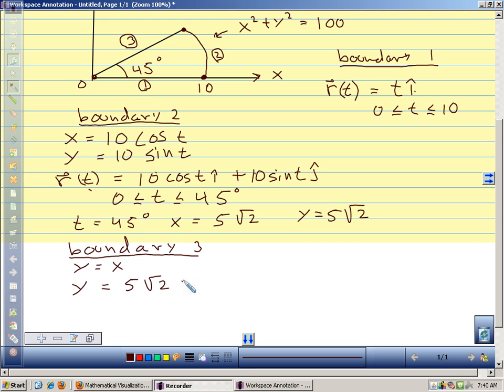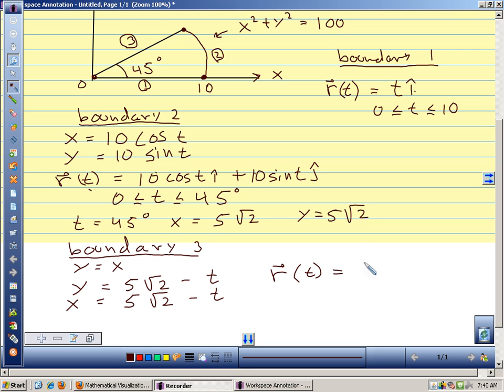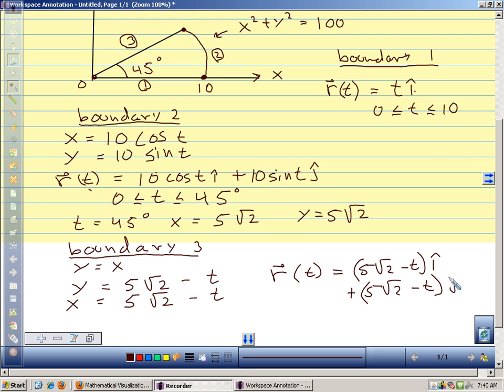y equals 5 square root of 2 minus t, and x equals 5 square root of 2 minus t, because y equals x on that boundary. And as t varies from 0 to 5 square root of 2, y would go from 5 square root of 2 down to 0, and x would go from 5 square root of 2 down to 0. So the vector valued function for boundary 3 is (5 square root of 2 minus t) i plus (5 square root of 2 minus t) j, for 0 less than or equal to t less than or equal to 5 square root of 2.